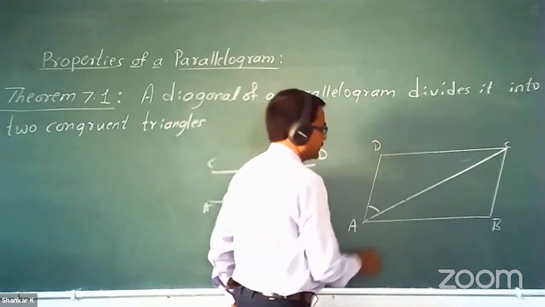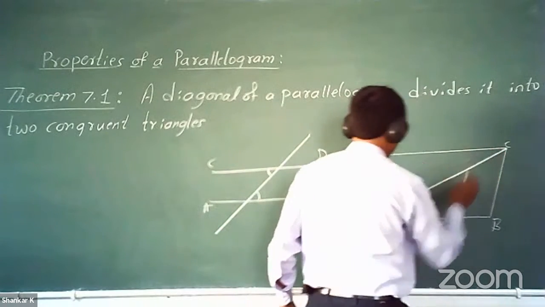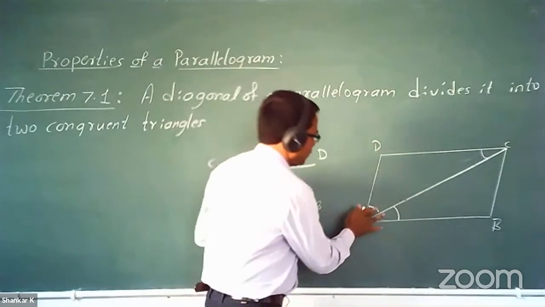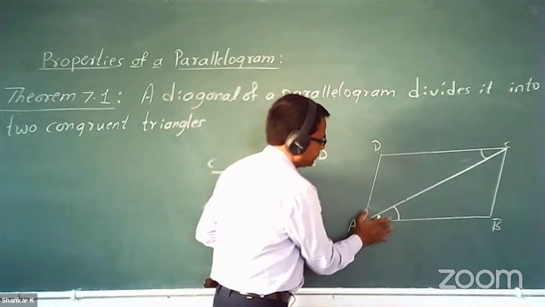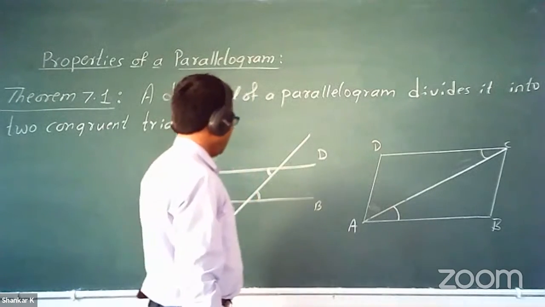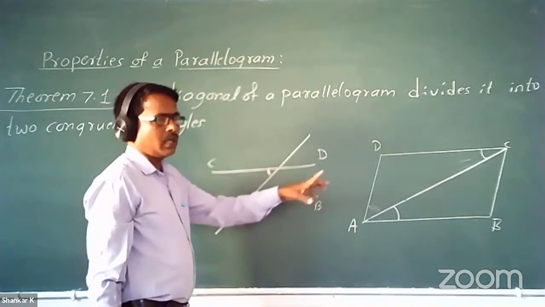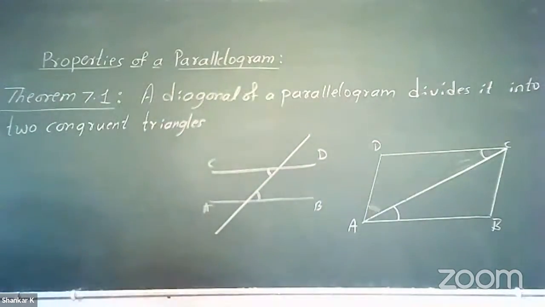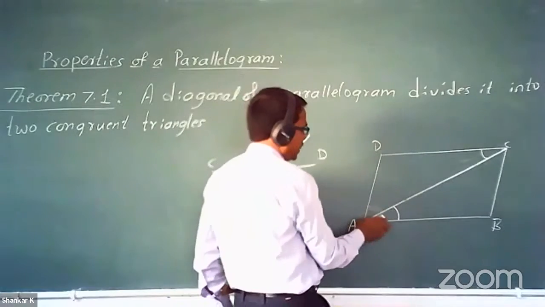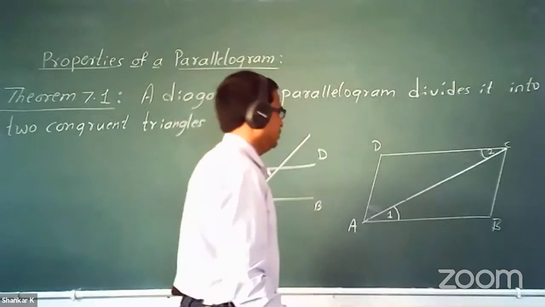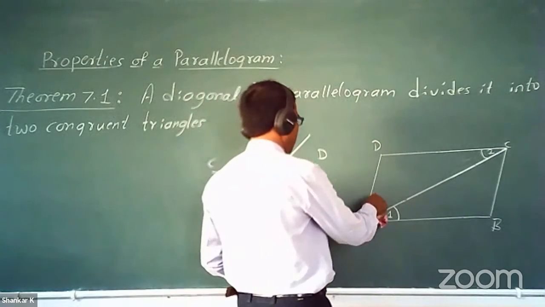Then this angle and this angle, which kind of angle are these? Alternate angles. These two alternate angles are equal. For easy understanding, let us say this is 1, this is 2. 1 and 2 are equal.